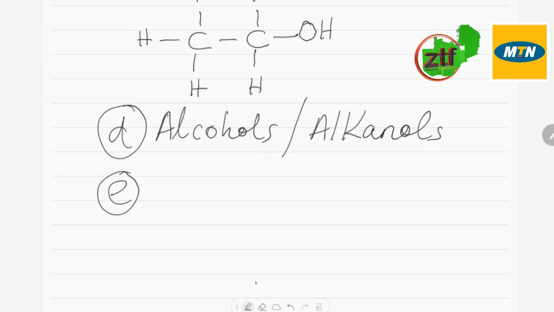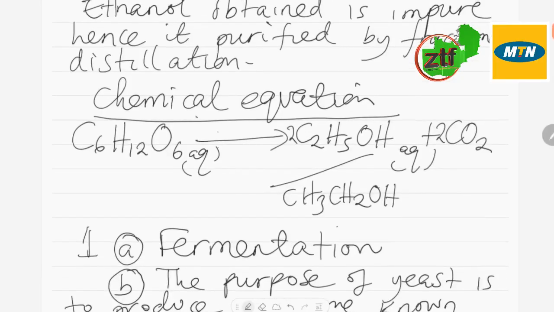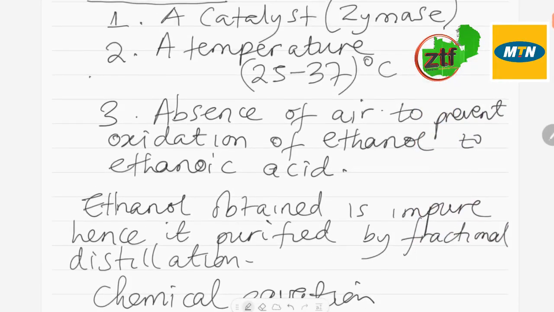Question E reads, when ethanol is exposed to air for some time, it turns sour. Explain what happens. Remember, let me just take you back a little bit. We said that one of the conditions during the fermentation process is there should be absence of air to prevent oxidation of ethanol to ethanoic acid.